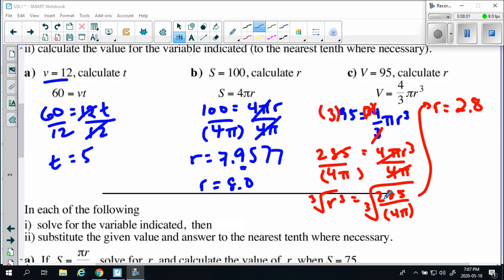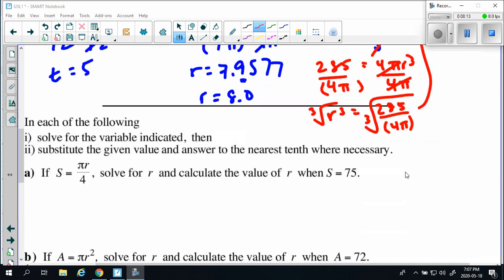So this is just calculator skills. If you can type this in one shot, you absolutely can. You just have to make sure your brackets are correct. If you're getting 2.8, you've typed it correctly. If you're getting something else, then you haven't.